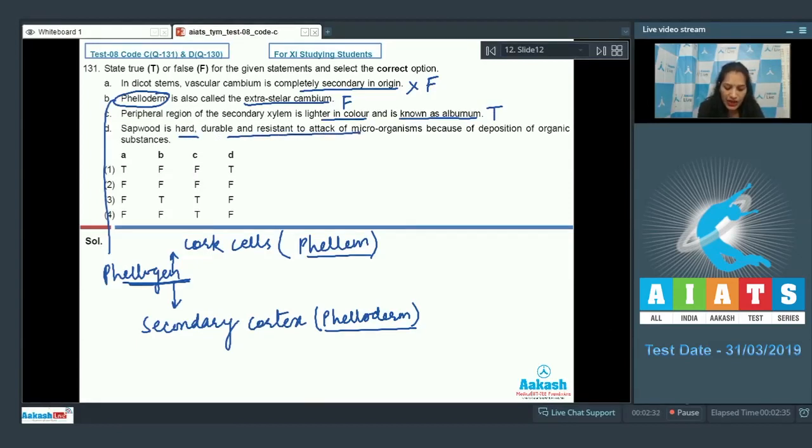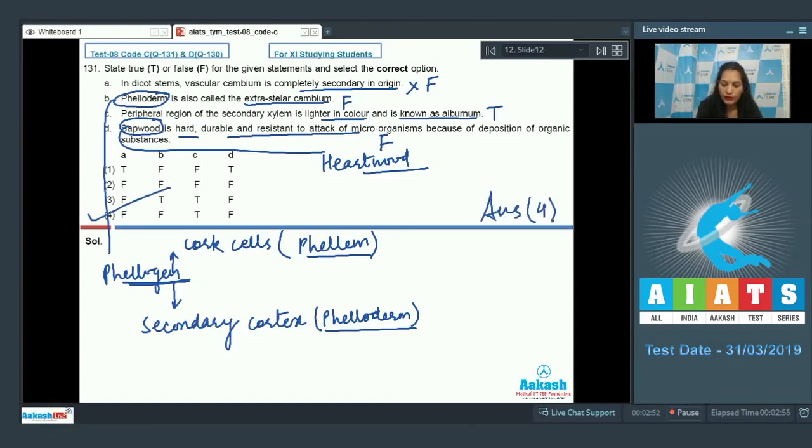Sapwood is hard, durable and resistant to the attack of microorganisms. No, it is the heartwood which is resistant to the attack of microorganisms due to deposition of organic substances. So again it is false. So false, false, true, false. The correct option for the given question is option number 4. Let's move to the next question.